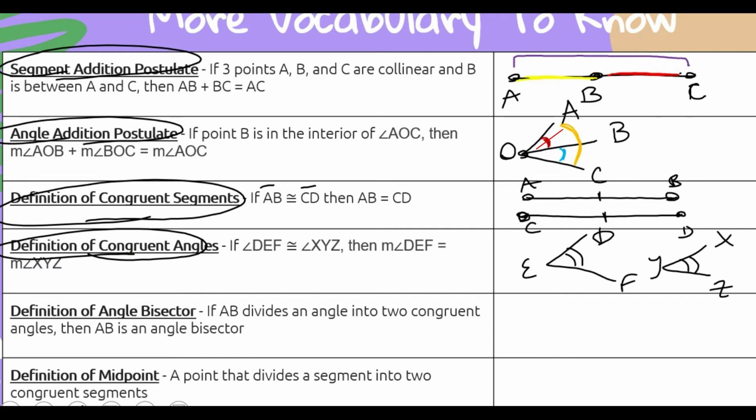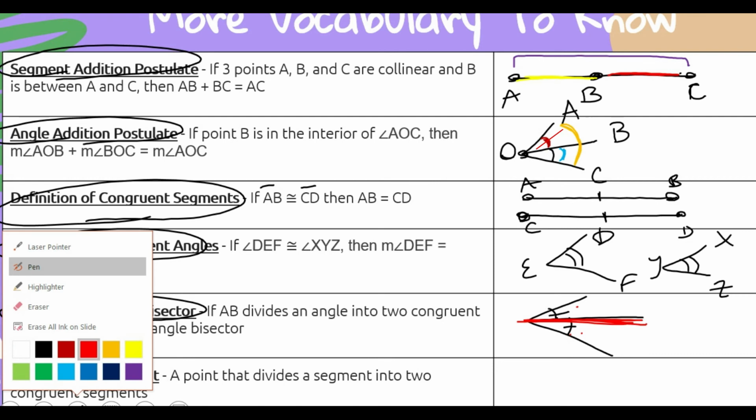Alright, the definition of angle bisector. A bisector is something that cuts something into two equal parts. So this states that if AB divides an angle into two congruent angles, then AB is an angle bisector. Alright, so that would look something like this. Alright, so this middle line right here is considered an angle bisector because we've got two congruent parts on each side.